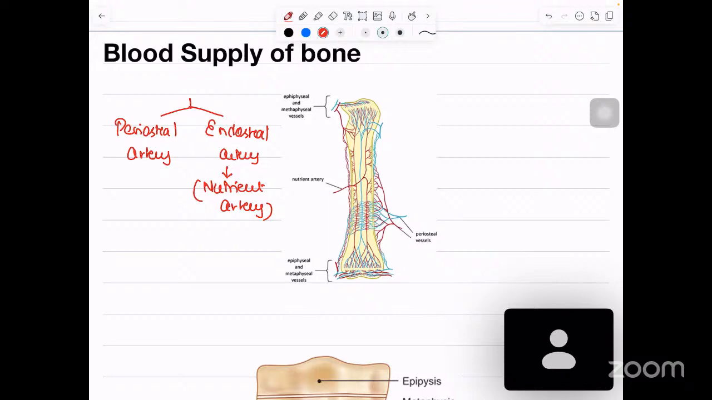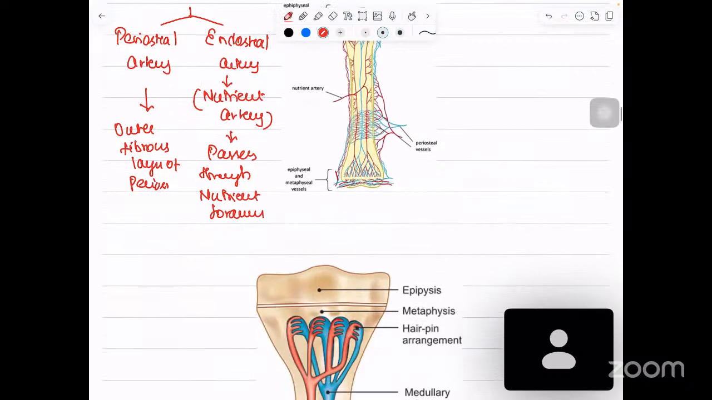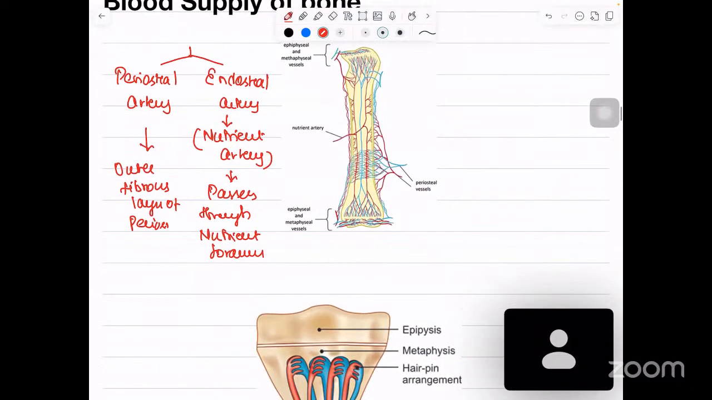Periosteal artery, as I said earlier, runs in the outer fibrous layer of the periosteum. This nutrient artery passes through a foramen in the bone, known as the nutrient foramen. This nutrient foramen is present in most of the long bones.